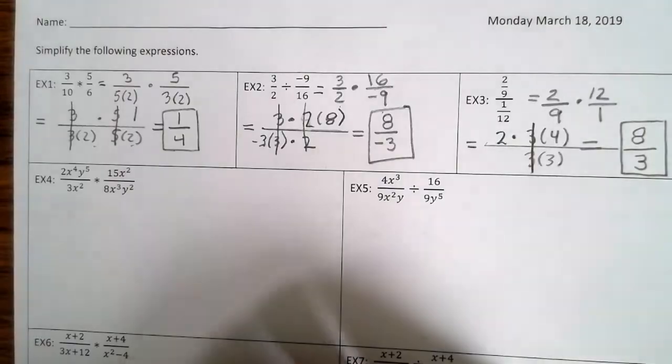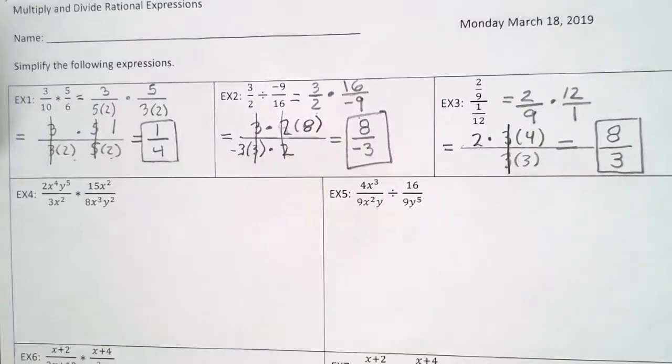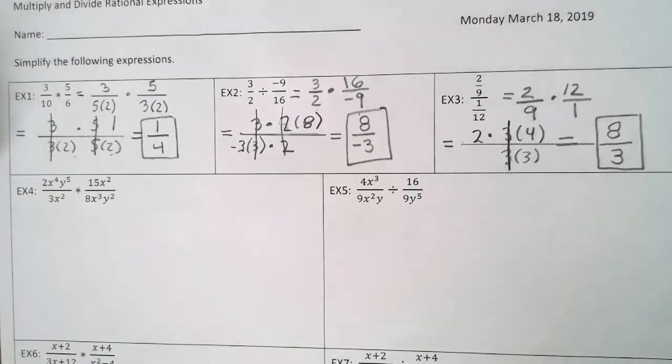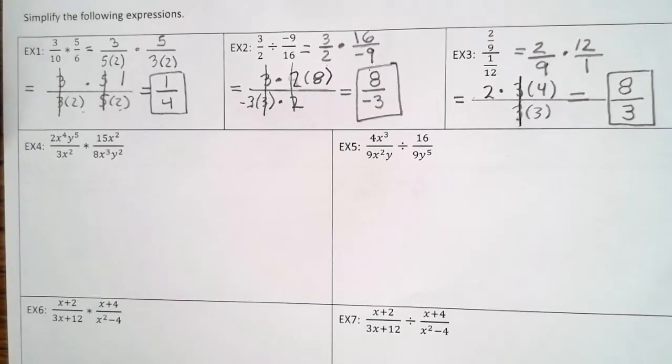All right, go ahead and finish up example 1, 2, and 3. All right, now as we go through examples, they're going to get progressively a little bit more difficult, okay? Now example 4. Okay, so first step is to factor the numerator and denominator.